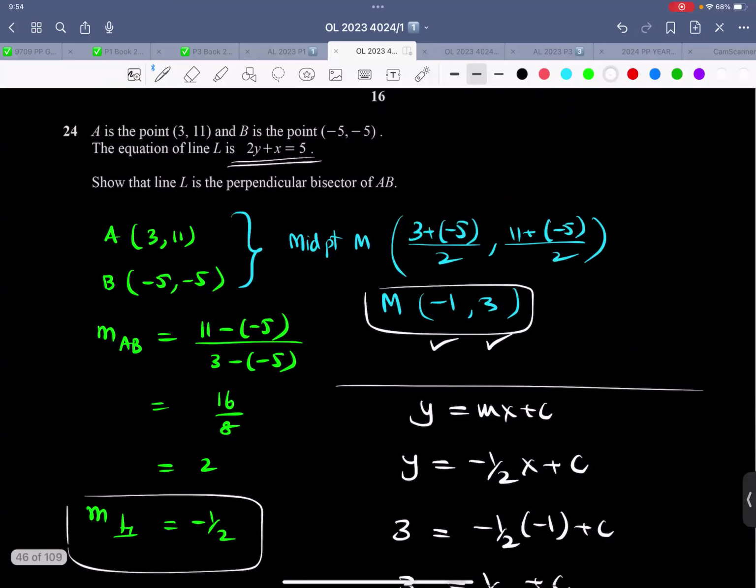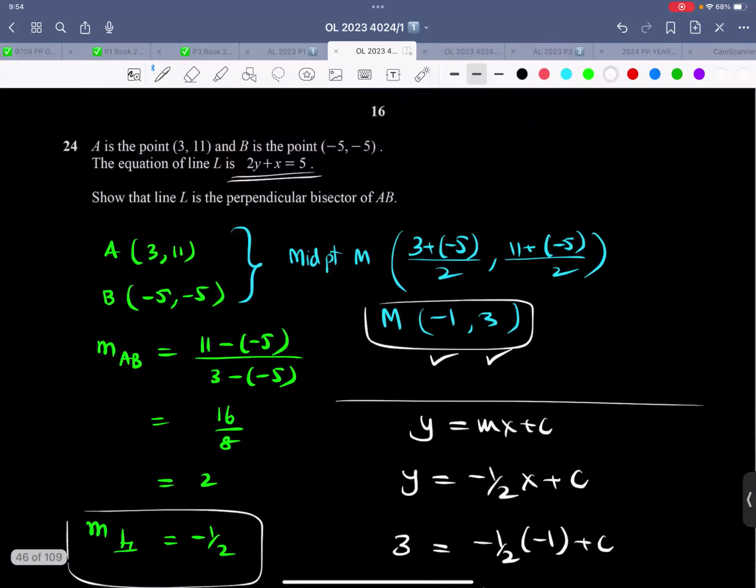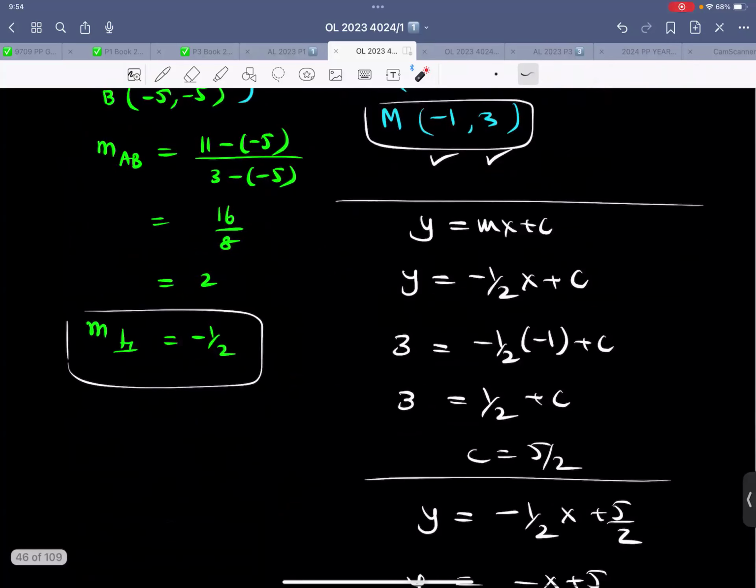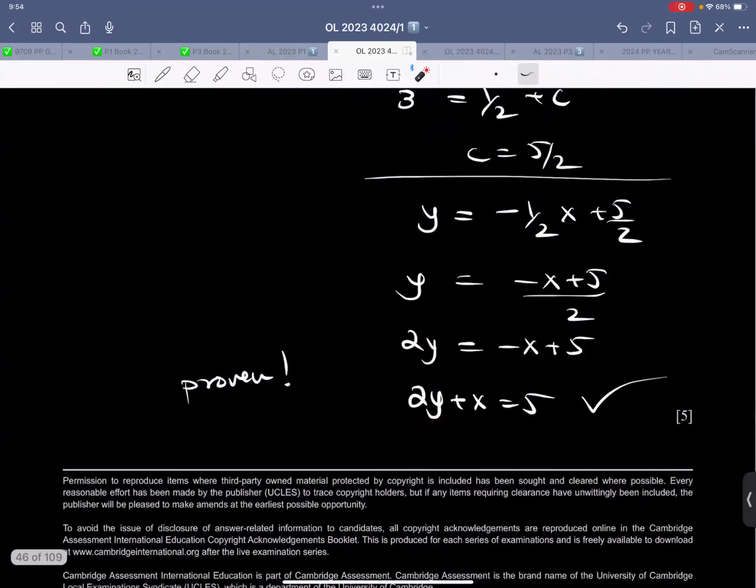So instead of finding this, there is also another possibility. Plug the midpoint over here. It should satisfy this equation. Both sides will be equal. And the gradient is negative half, which can be shown over here. That's another way, but I prefer to do the complete working and show it as it is. So that is how this particular paper is completed.